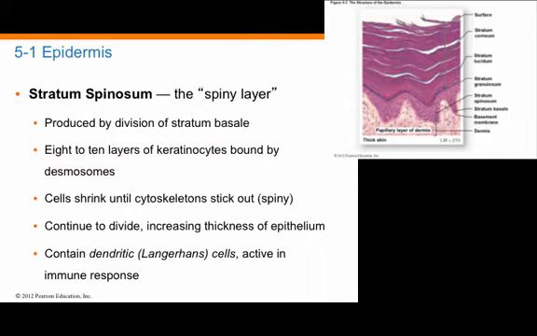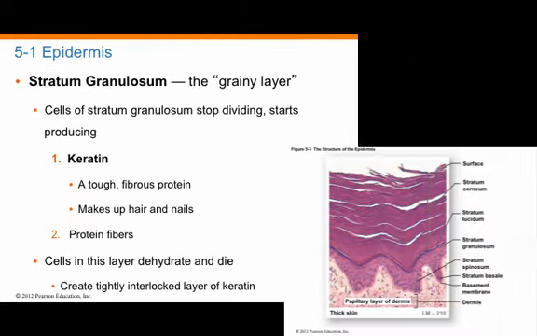These cells continue to divide, increasing the thickness of the epithelium. This layer of the epidermis also contains specialized cells called dendritic or Langerhans cells that are phagocytic cells active in the immune response. The spiny cells of the stratum spinosum will continue to be pushed toward the surface as more daughter cells are being produced. The spiny keratinocytes enter the next layer of skin called the stratum granulosum.